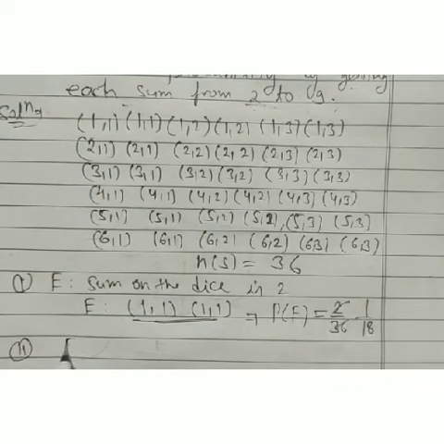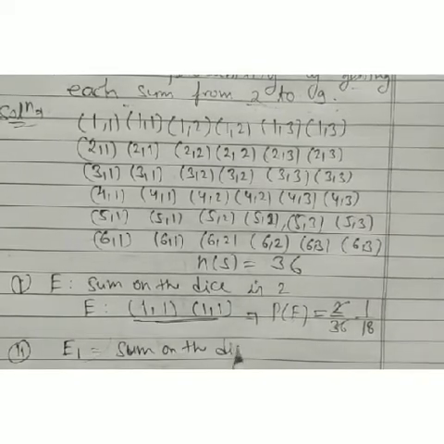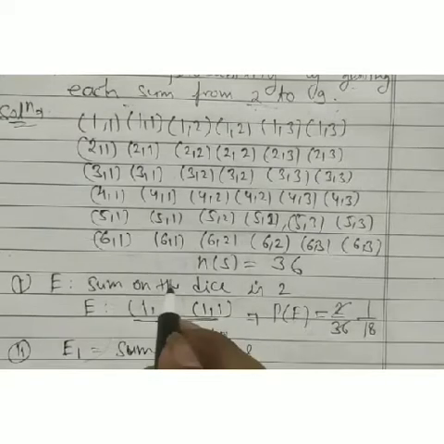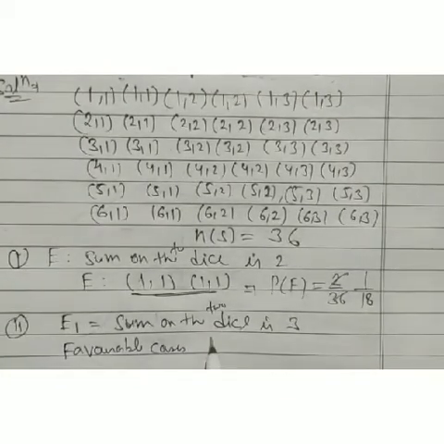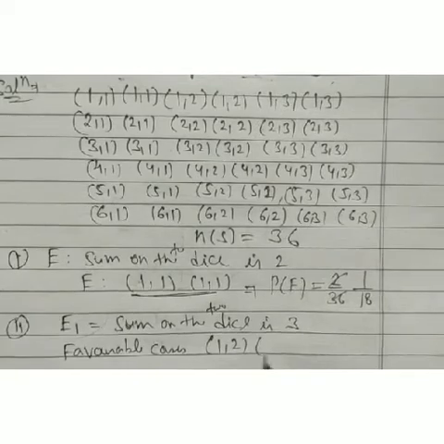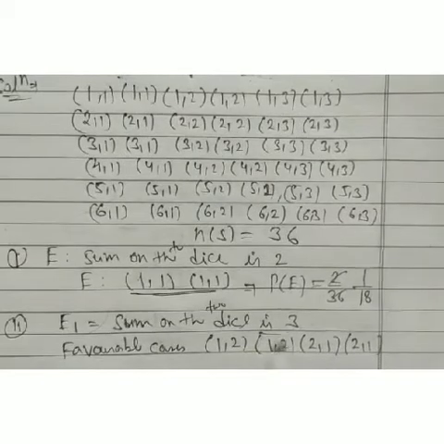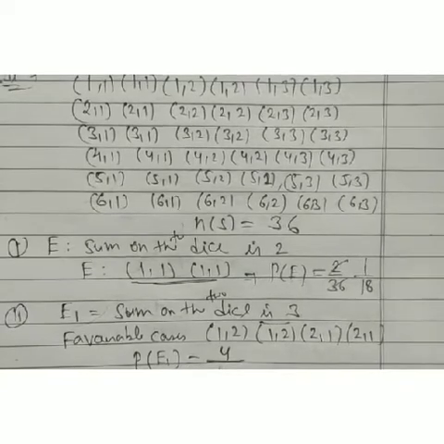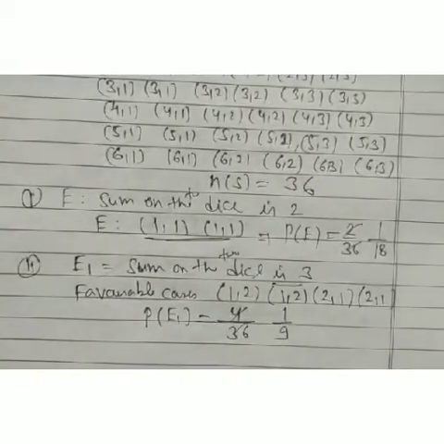Second part, when our event E2 is that the sum on the two dice is 3. Then what are the favorable cases in this case? Then the sum is 3: (1,2), (2,1). These are favorable cases when the sum on the dice is 3. Then what is the probability? Number of favorable cases is 2 over the total 36. Then we get 1 upon 18.